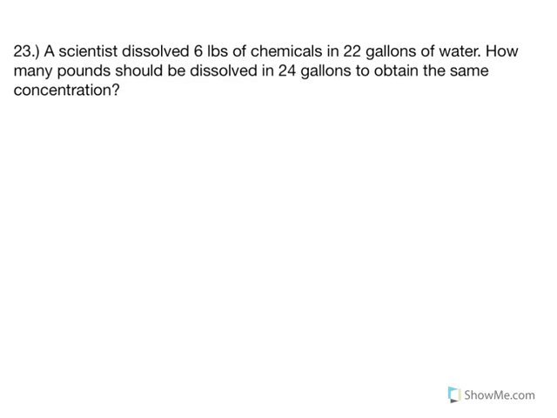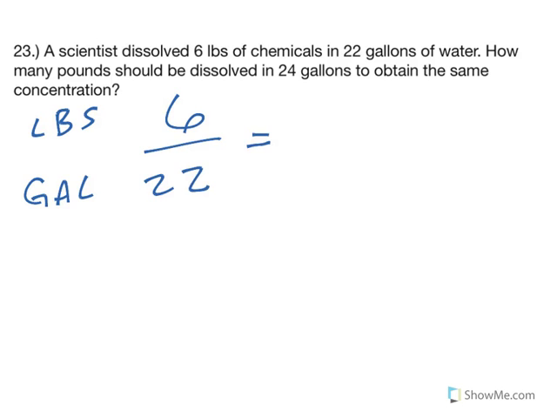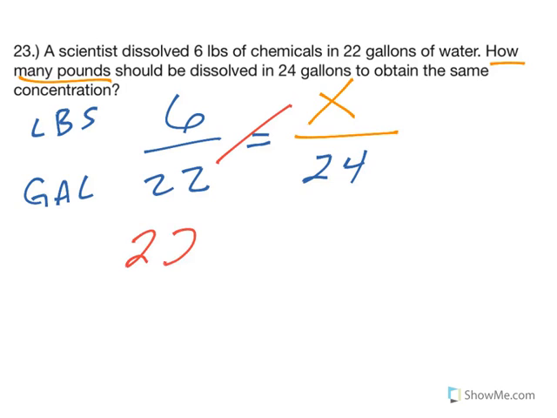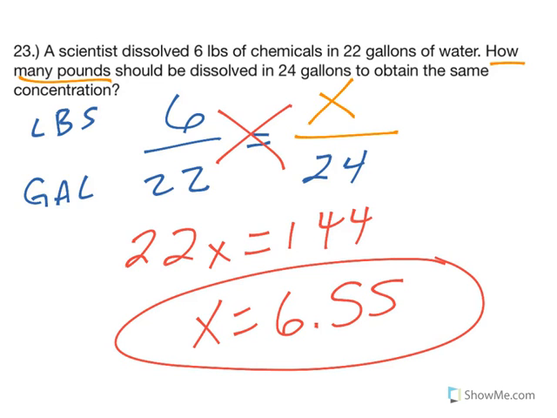So 23. A scientist dissolved 6 pounds of chemicals in 22 gallons of water. So we are comparing pounds to gallons. And we know our initial ratio is 6 pounds to 22 gallons. Well, then it says how many pounds, pounds is on top, should be dissolved in 24 gallons. And now that we have it set up, we can cross multiply. So let's go ahead and cross multiply and get 22x equals 144.